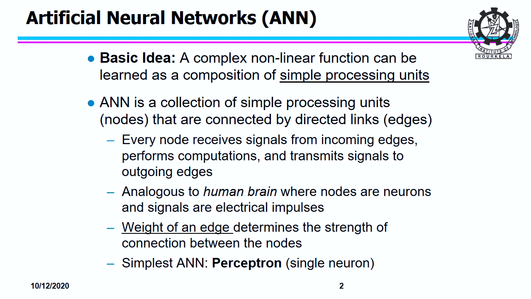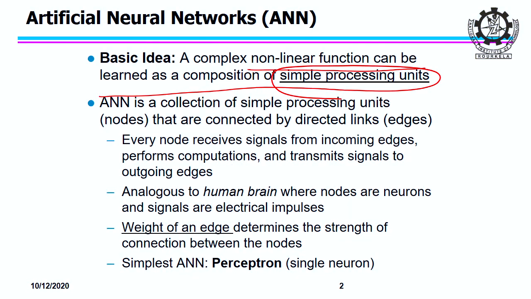First we will start talking about what is a neuron, because we are talking about neural network and so on. The basic idea of artificial neural network is a complex nonlinear function that can be learned as a composition of simple processing units. Therefore, an artificial neural network has a huge number of simple processing units. To understand the entire structure, we should know the simple processing unit.